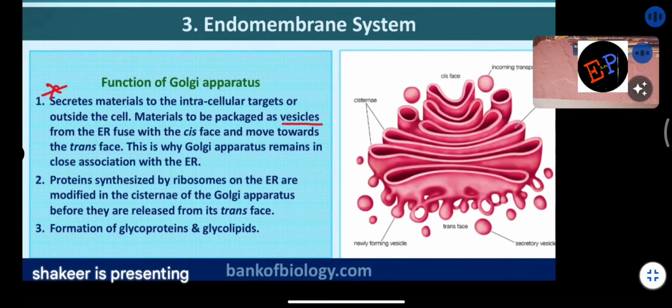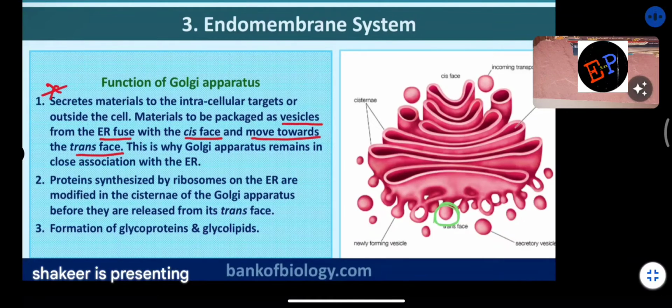Clear? So here you are seeing this structure. This is an immature vesicle. Still it is not completely formed. Are you able to understand? Once it matures, it becomes a vesicle ready for transportation. So materials to be packaged as vesicles from the endoplasmic reticulum fuse with the cis face and move towards the trans face.